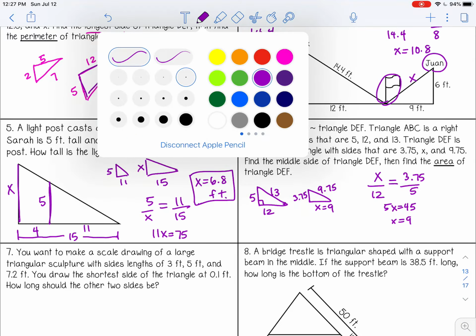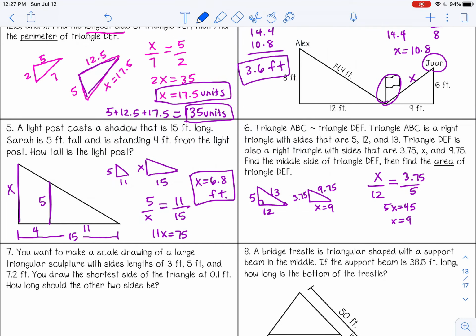Now, to find area, the formula for area is 1/2 base times height. So this is my base, this is my height in a right triangle. Base is the bottom, height is always straight up in the air. So 1/2, 9 times 3.75. So the area is about 16.9 units squared because it's area.